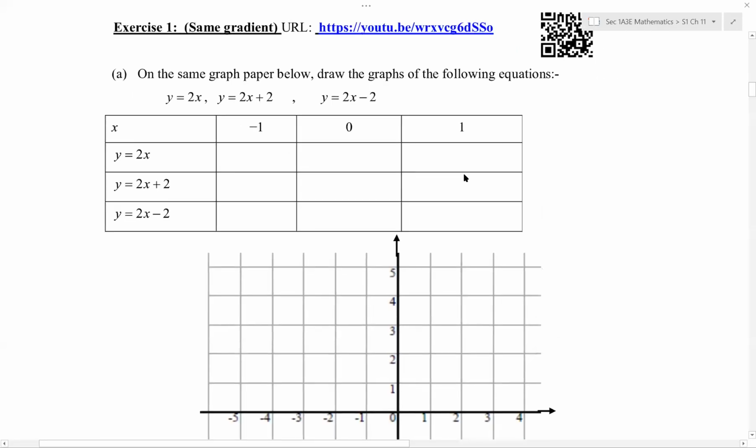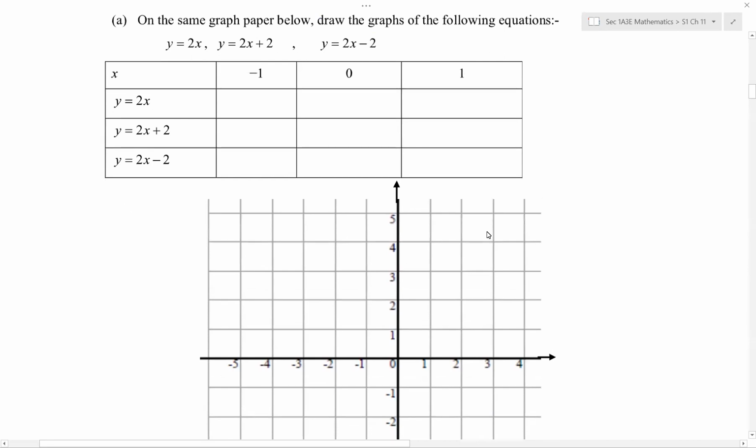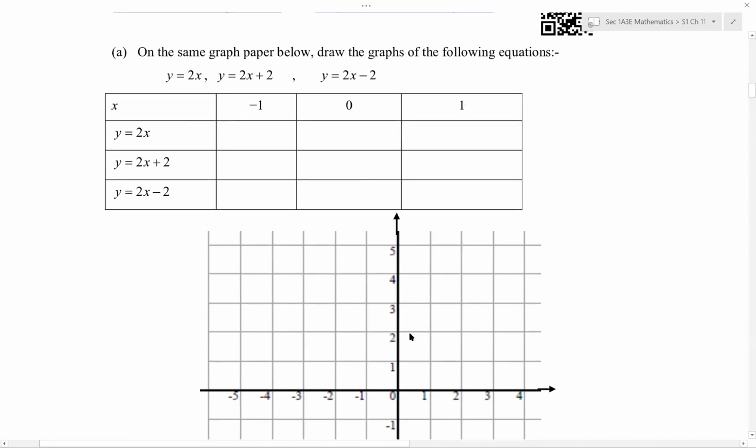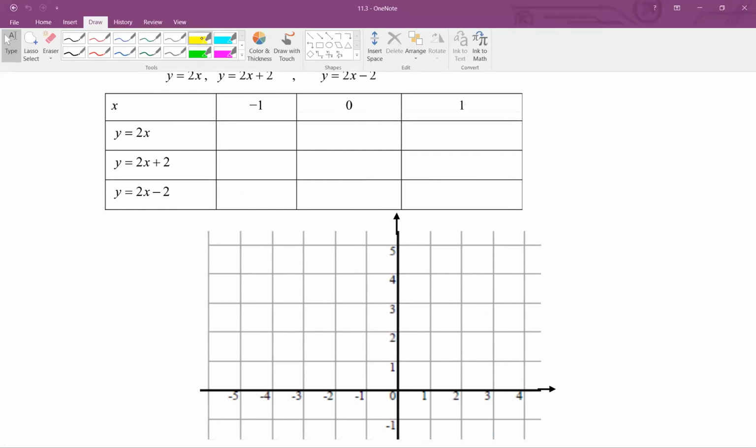On the same graph paper below, basically this grid over here, draw the graphs of the following equations. y equals to 2x, y equals to 2x plus 2, y equals to 2x minus 2. Let's start with the first one first. I'll orientate you to how this table works first.